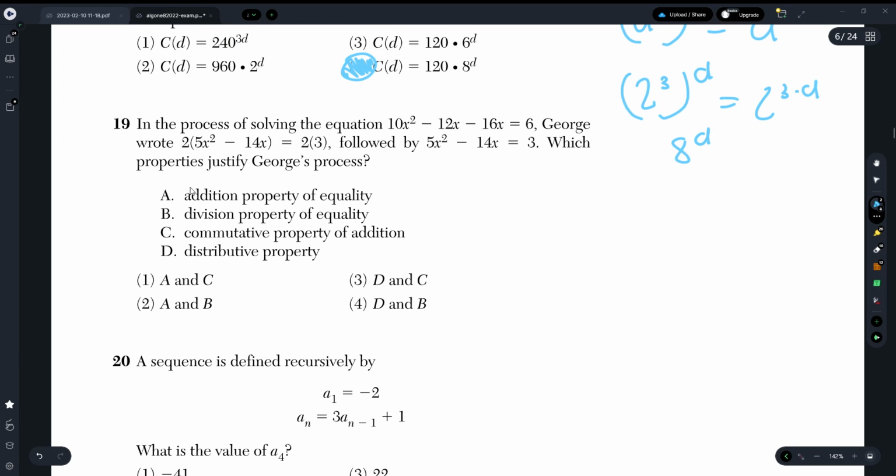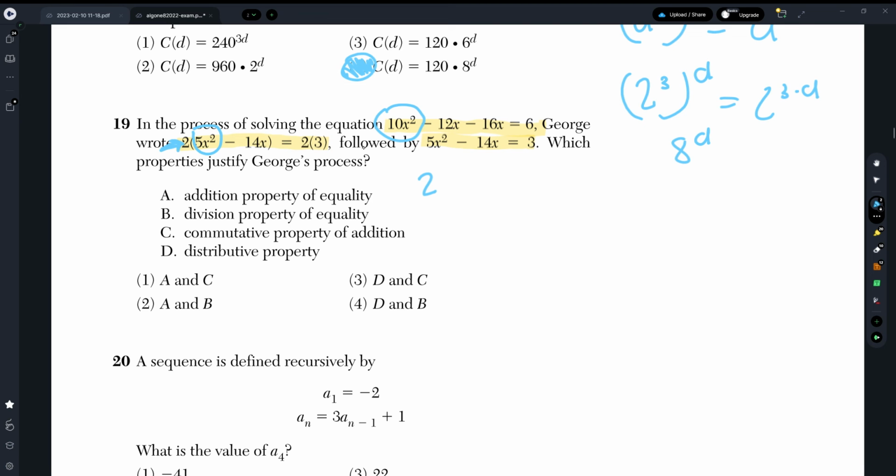So number 19, in the process of solving the equation 10x squared minus 12x minus 16 is equal to 6, George wrote 2 times (5x squared minus 6x minus 8) is equal to 2 times 3, followed by 5x squared minus 14x is equal to 3. Which of the properties justify George's process? Well, let's see what he did, right? So he went from 10x squared to 5x squared, and we see that he took out and divided everything by 2, right?